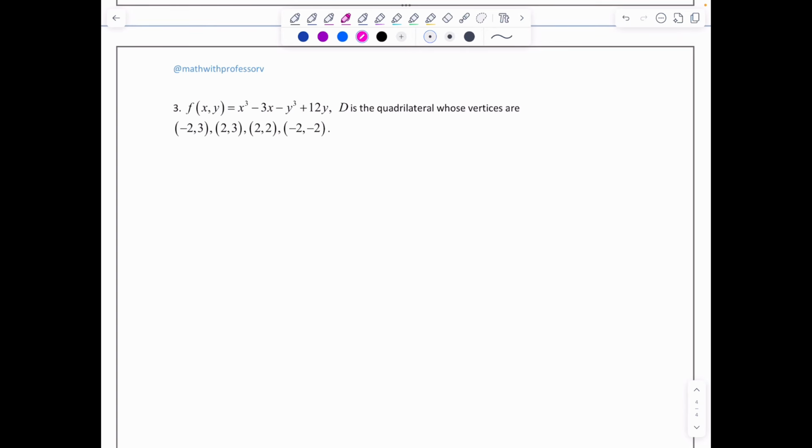f of (x, y) equals x cubed minus 3x minus y cubed plus 12y. And then D is the quadrilateral whose vertices are (-2, 3), (2, 3), (2, 2), (-2, -2). Okay, let's graph this guy.